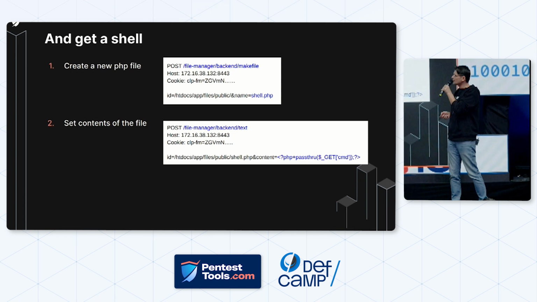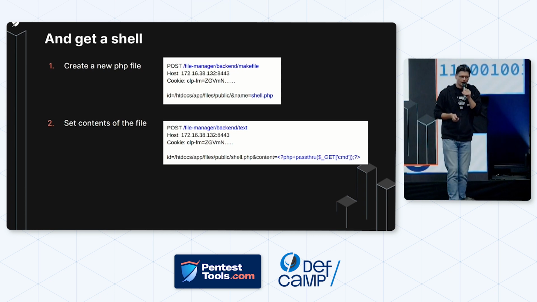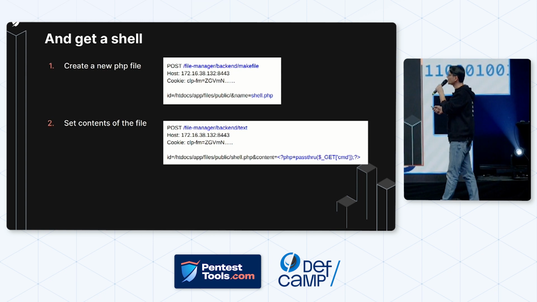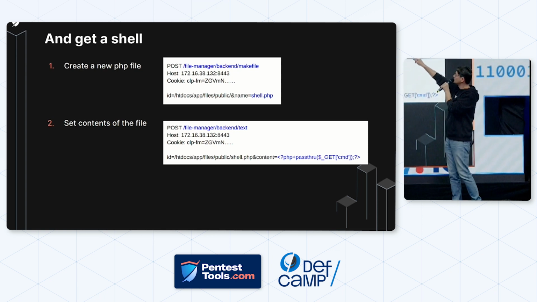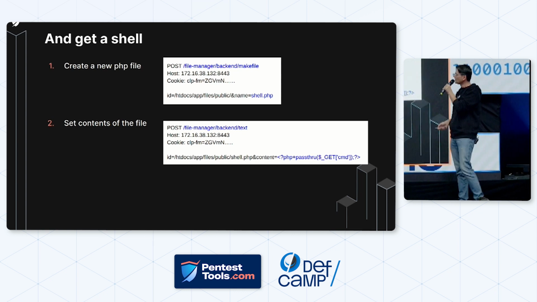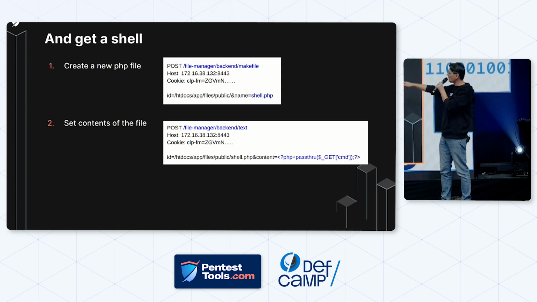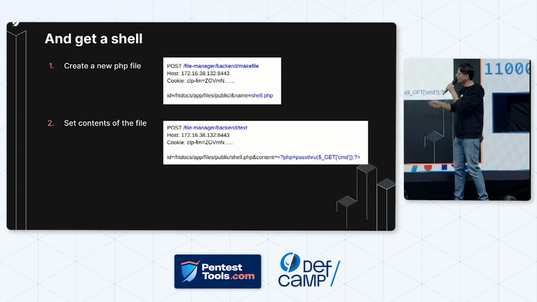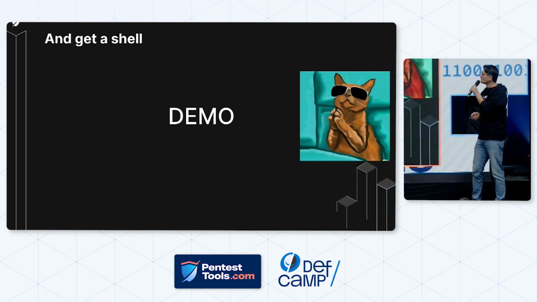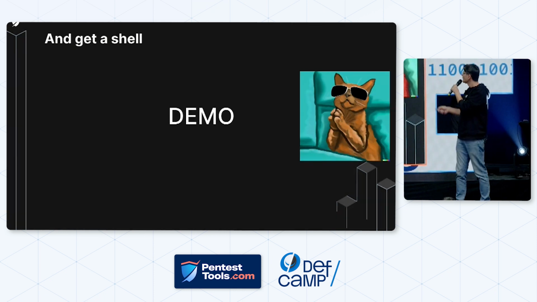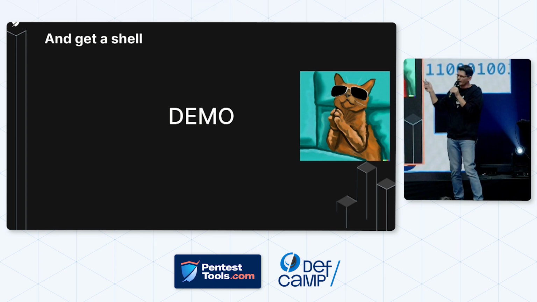And in order to get a shell on CloudPanel, we need just these two simple operations. The first one is calling an endpoint to make the file with the name shell.php. And the second call is to put a piece of PHP code into the file. And I will try to show it to you right now. And of course, this is the kitten praying to the demo gods.